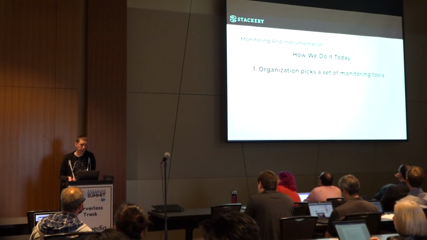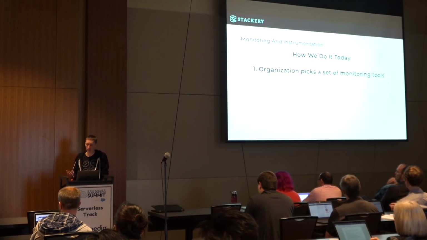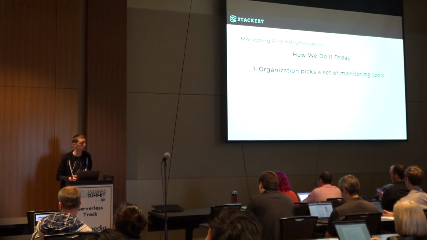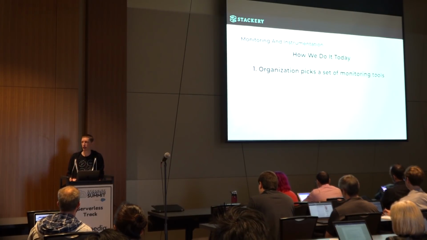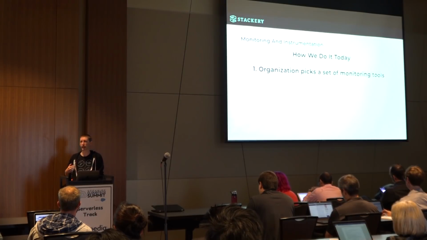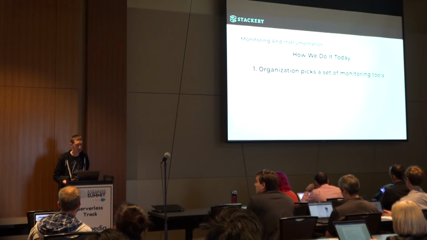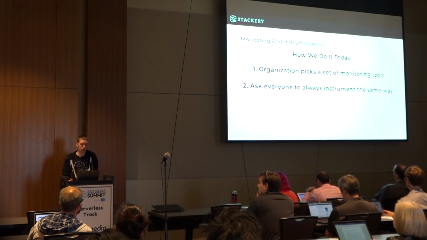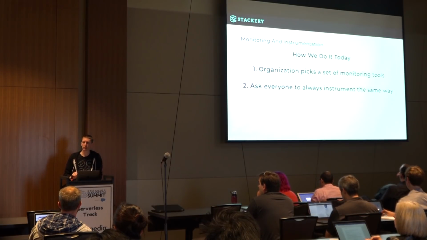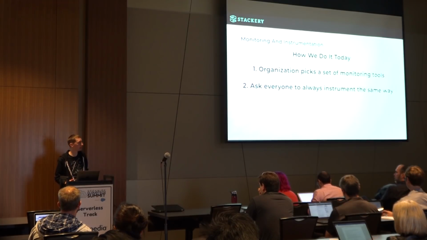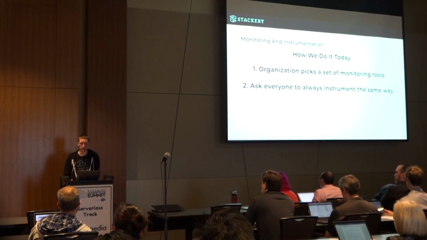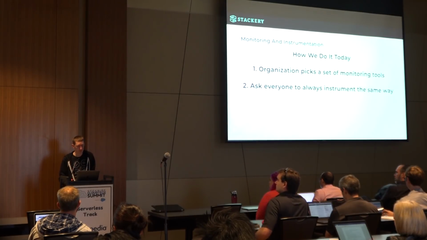So how we do it today, typically an organization picks a set of monitoring tools, usually for the entire organization. One log provider, one metrics provider, one error aggregation service. Then they ask everyone to always instrument using those providers and instrument in the same way. And this is easy when you've got a few monolithic apps. You just sprinkle in the monitoring agents in a few places, and you're good to go.